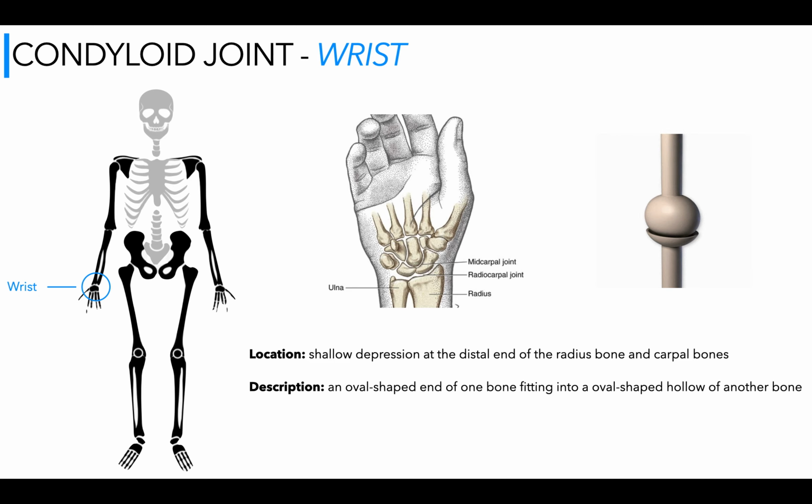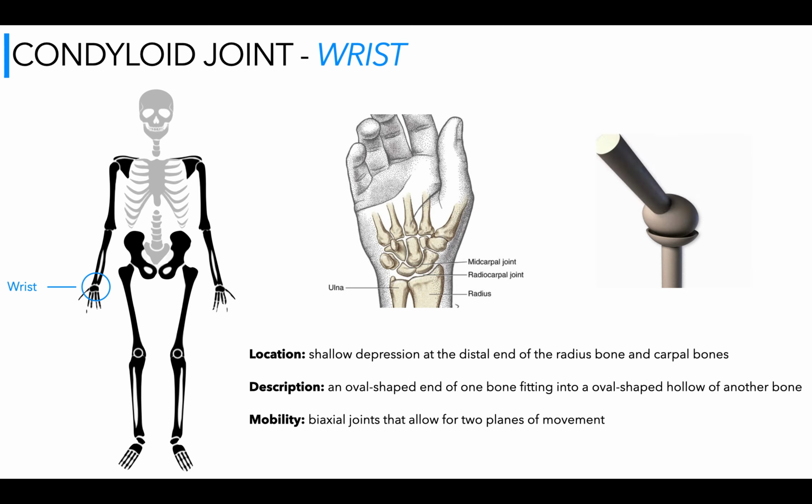An oval-shaped bone, or the oval-shaped end of a bone fitting into the oval-shaped hollow of another bone, like you can see on the GIF, we've got the hollow there and the oval-shaped bone fitting in, but it's much shallower than a ball and socket. And this is our biaxial joints. So there's two planes of movement, and we will be doing movement in another video, like I've already mentioned. But we get flexion, extension, abduction, and adduction of the wrist, what we'd be focusing on.